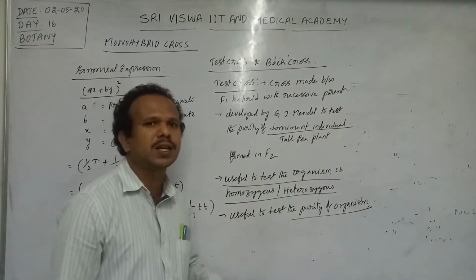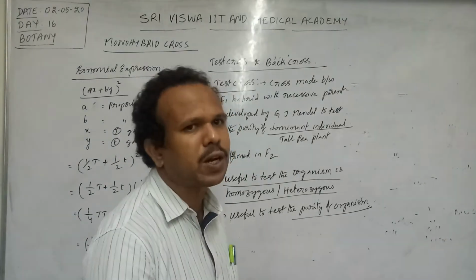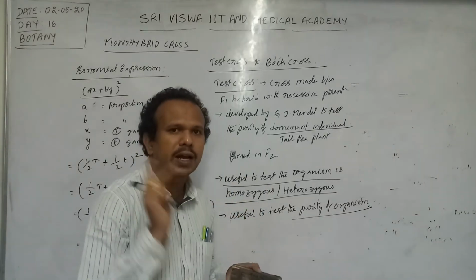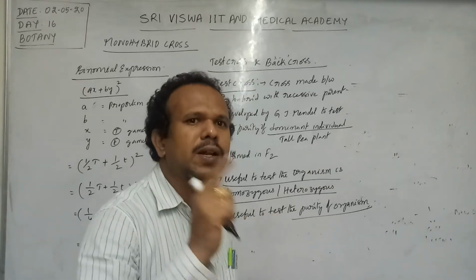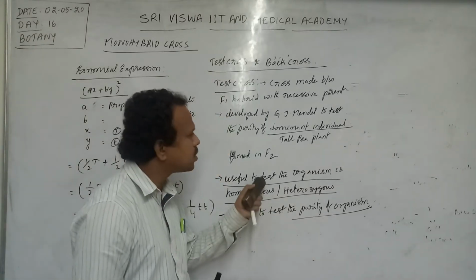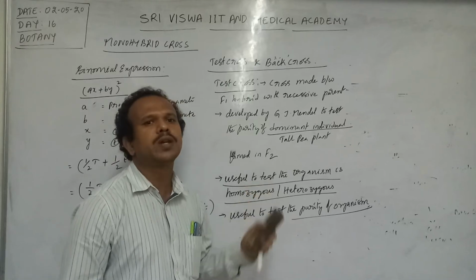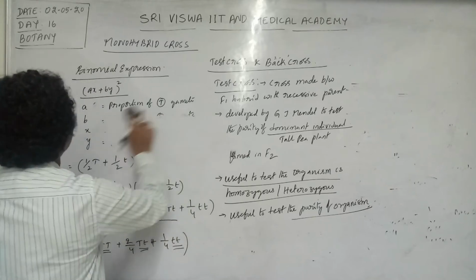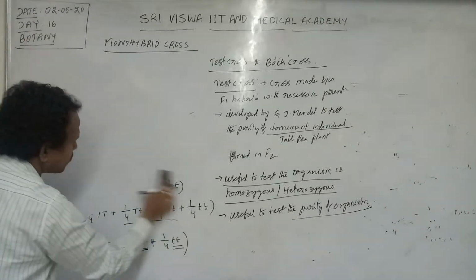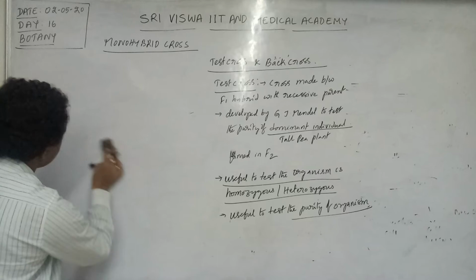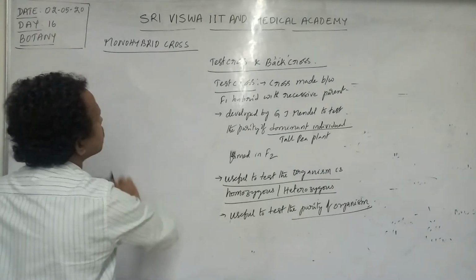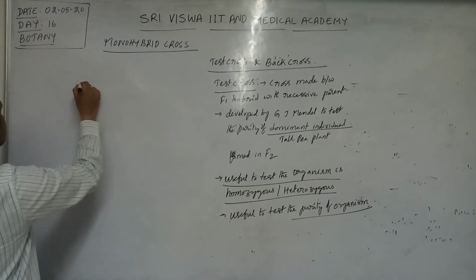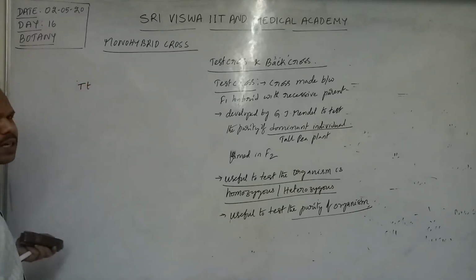Because during F2 generation, how many types of tall plants are formed? Two types. One is homozygous tall with capital T capital T genotype. Another one is heterozygous tall with capital T small t genotype. He used this cross to test whether the tall individual is homozygous or heterozygous. For example, say this is the heterozygous tall individual.